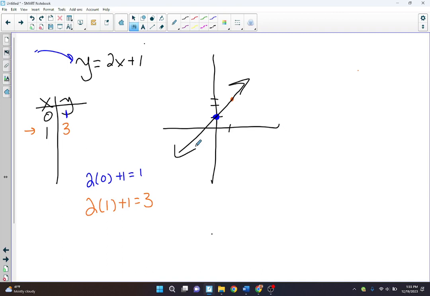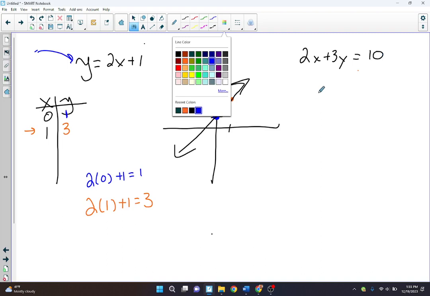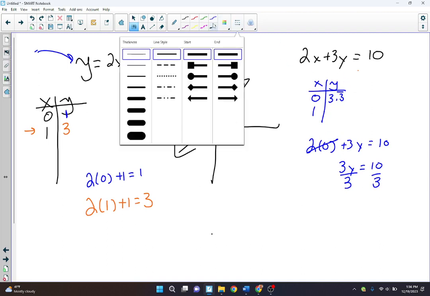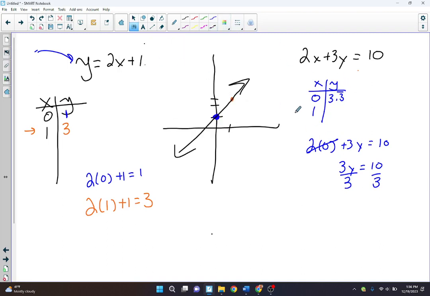This works for any equation. I said y equals 2x plus 1, but if I said something like 2x plus 3y equals 10, let's say, that still works because if I still put a table, x, y, let's put 0, 1 again. I still plug in 0, so 2 times 0 plus 3 times y equals 10. This disappears. 3y equals 10. This becomes a fraction. Don't be crazy if it goes over a fraction. That's okay. So that's 3.3 repeating, or a decimal, I should say. Because you pick the numbers, I can't control if you get a decimal or not.